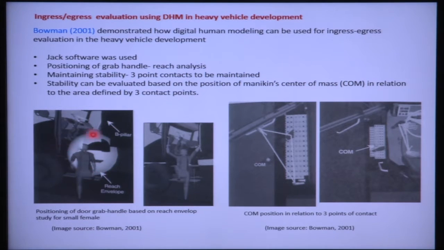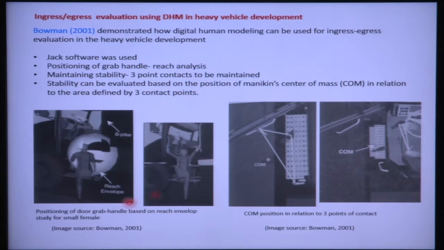Based on that reach envelope, in this case, they considered that the reach for people with shorter body dimensions will be smaller. So, they considered a 5th percentile female model. For the 5th percentile female model, they developed the reach envelope, and based on that they identified where the position of the door grab handle should be, so that a person with smaller body dimensions can hold the door grab handle and go inside.